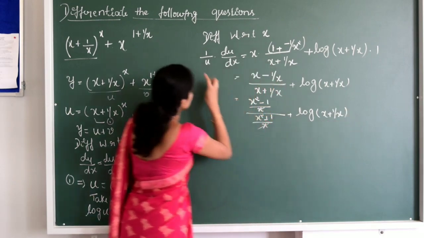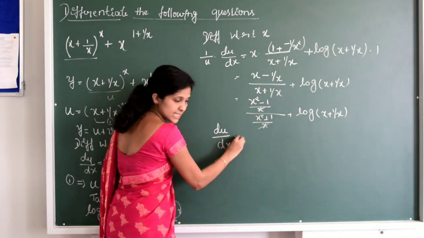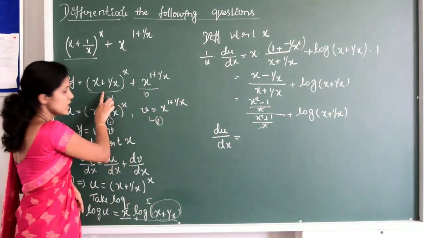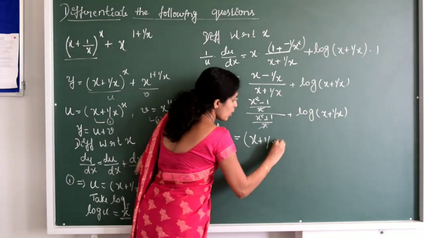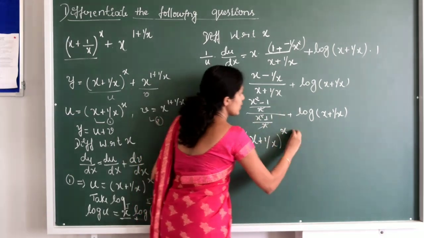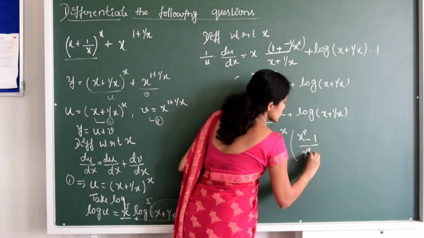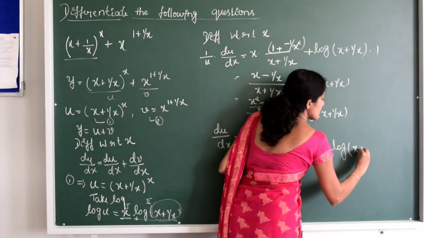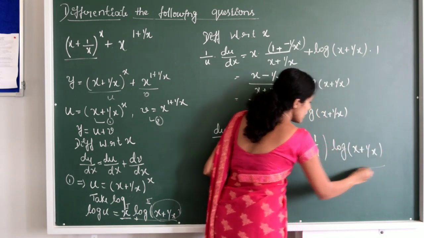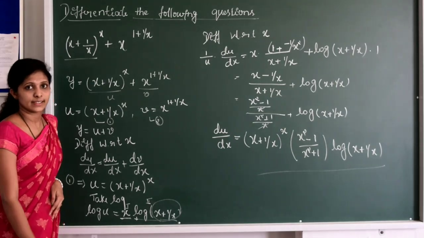So by this we can write du by dx is equal to u. What is u here? This value, substitute that: (x plus 1 by x) whole to the power x into [(x square minus 1) divided by (x square plus 1) plus log of (x plus 1 by x)]. So this is the du by dx. Now similarly we have to find dv by dx.